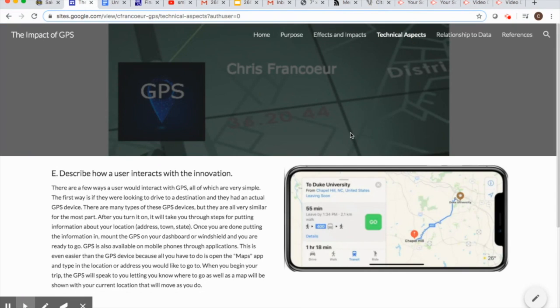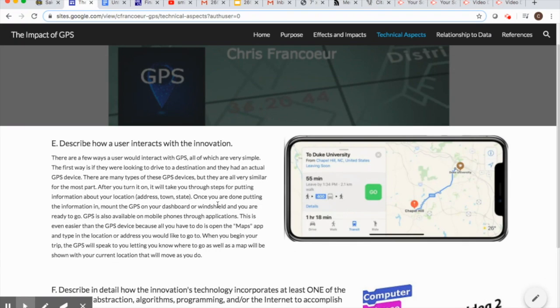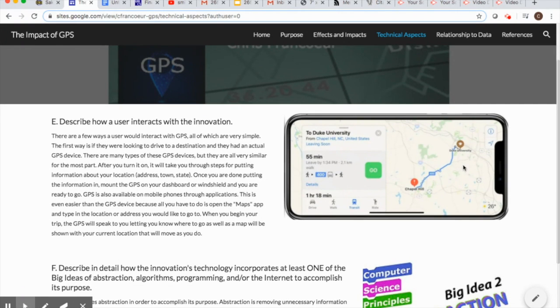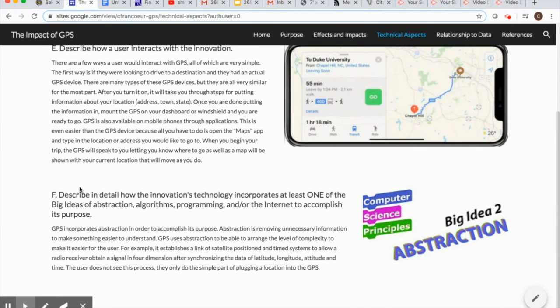Now onto the technical aspects. Using a GPS is pretty simple. Describe how a user interacts with the innovation. Whatever device you're on, all you do is put your information in for the destination you want to go to, and you just click go. It shows you a map of your current location, and it moves as you do. So pretty simple.